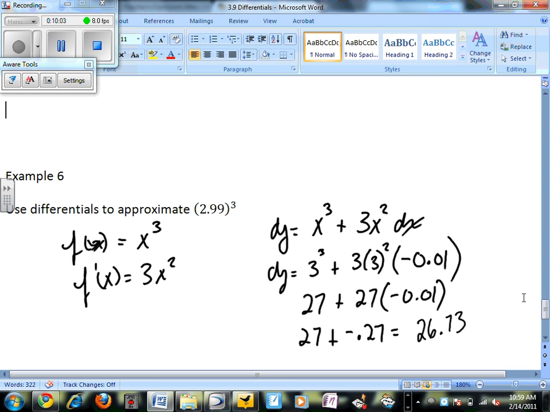When I type that in my calculator, which I just dropped, and it's graphing some crazy function now, when I type in 2.99 and cube it, I get 26.730899. That's pretty darn close to that.